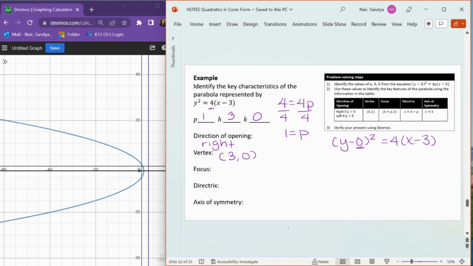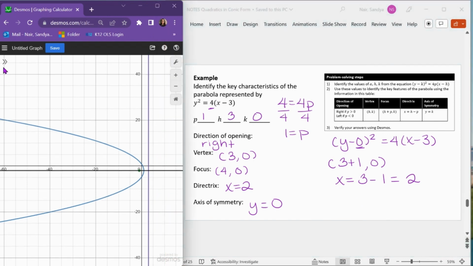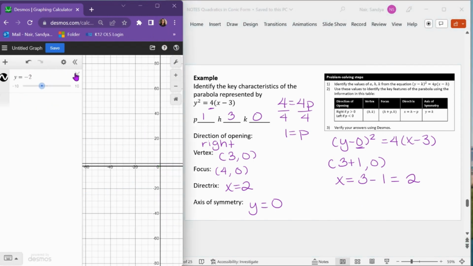And then let's figure out the focus. So the focus is going to be h plus p. So we have 3 plus 1, and then k. So k in this case is 0. Well, 3 plus 1 is 4, so we have (4, 0) for our focus. The directrix will be at x equals h, which is 3, and then minus p, which is 1. So 3 minus 1 is going to equal 2. So the directrix will be x equals 2, and then the axis of symmetry will be y equals k, which is y equals 0.